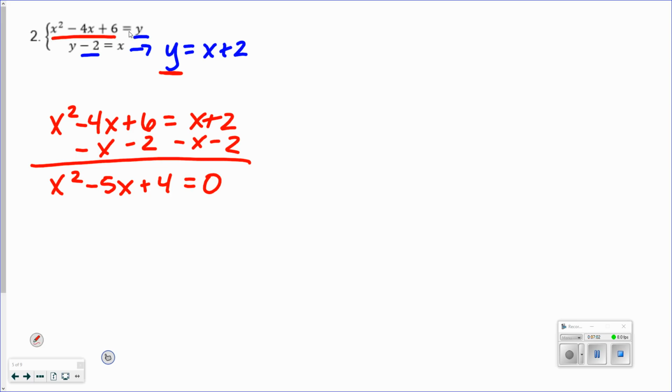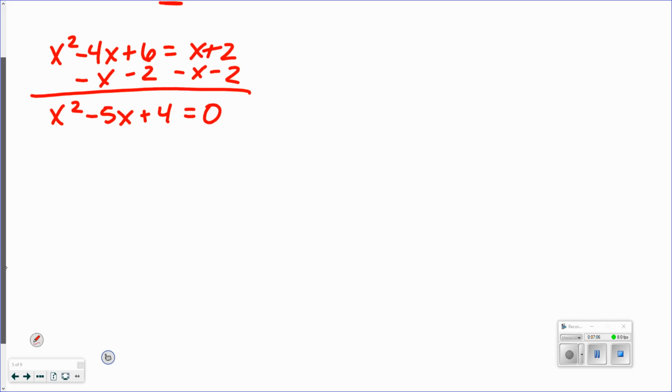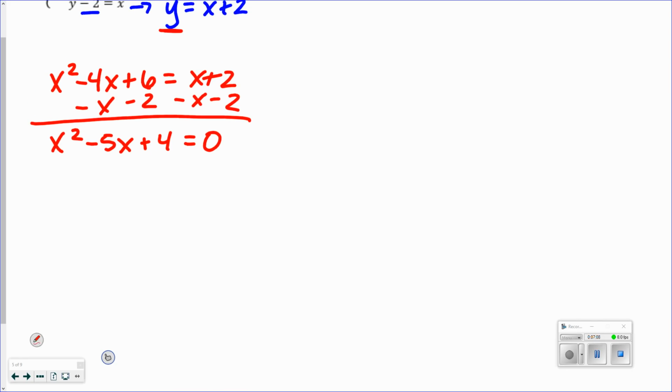So this is a simple ABC problem because the a value is 1. So that means it's a binomial times a binomial. So x and x, because x times x is x squared. And then for your numbers, you need two numbers that multiply to 4 and add to negative 5. Hopefully you know that would be negative 4 and negative 1, because a negative times a negative is a positive, and a negative plus a negative stays negative.